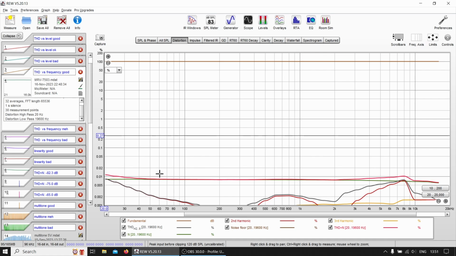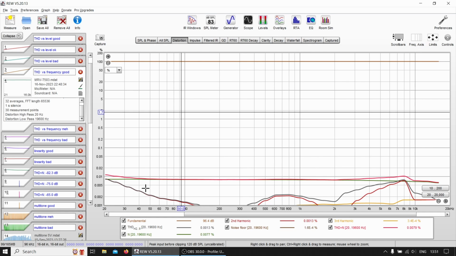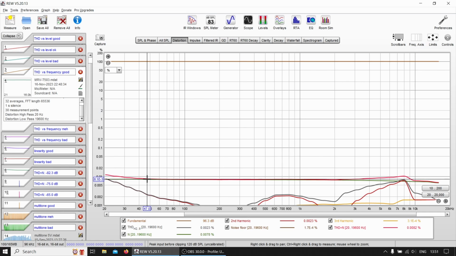So you can specify how many points. I think I have 3 points per octave. So like between 20 and 40, you have 3 points, and so on and so on. And this shows like linearity, I want to say, of THD. How linear is the THD?